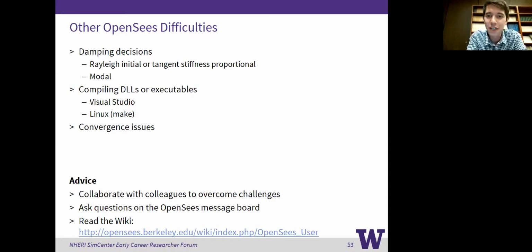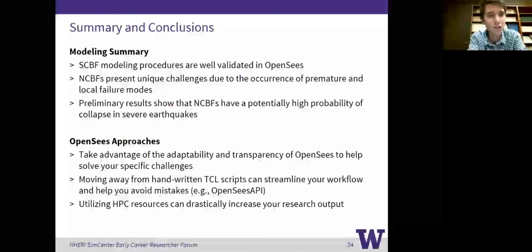So my real advice with respect to that is to talk with people in your offices. More often than not, they've probably experienced the same problems you've had before. And so get their perspective. Ask questions on the OpenSees message board, and then if all else fails, or maybe the first thing you should really do is read the OpenSees wiki and understand the syntax and what it's trying to do.